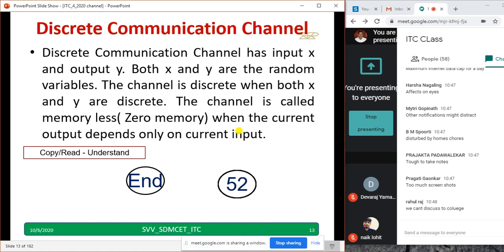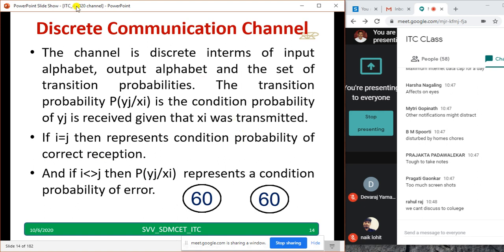Okay, let us go to the next. The channel is discrete in terms of input alphabet, output alphabet, and the set of transition probabilities. The transition probability P(yj given xi) is the conditional probability that yj is received given that xi was transmitted. I want you people to read this twice. The meaning of this is that yj is received given that xi was transmitted.